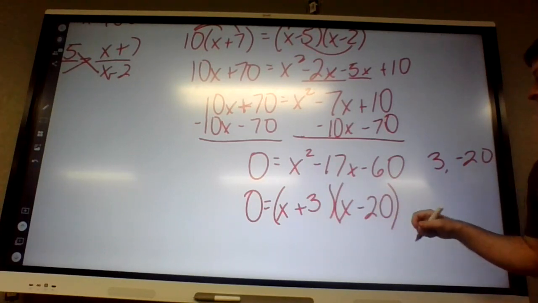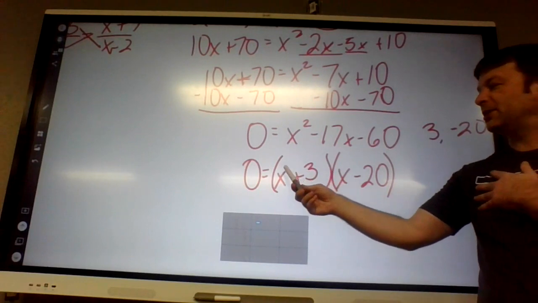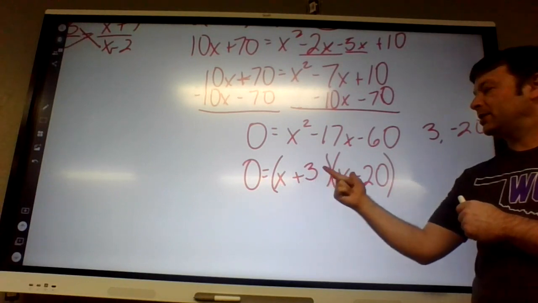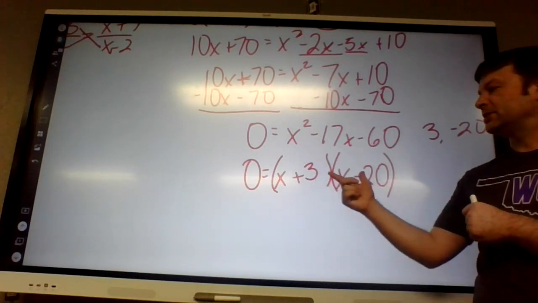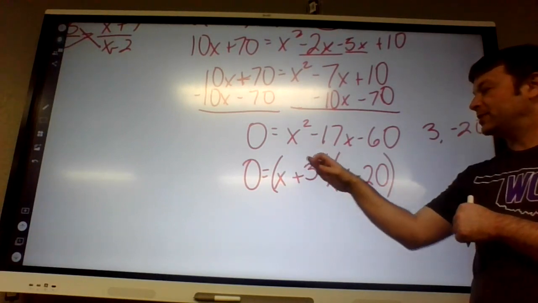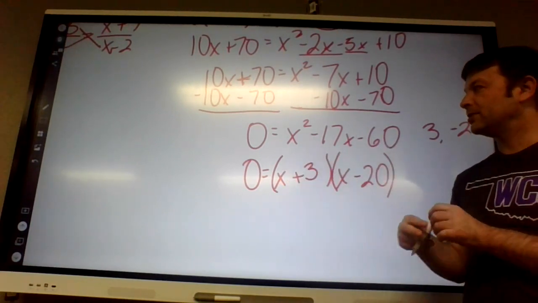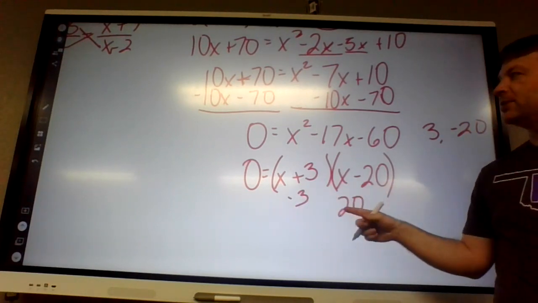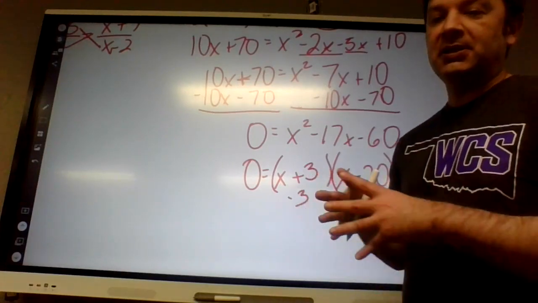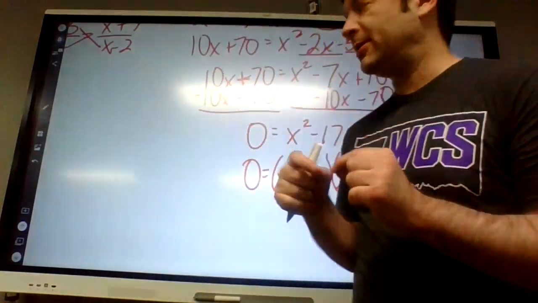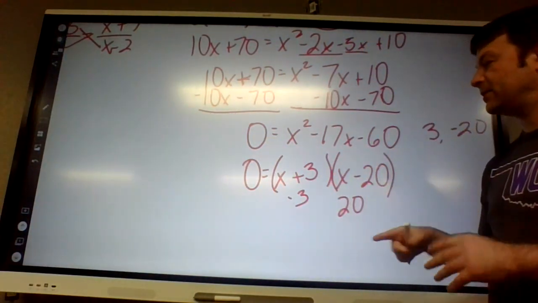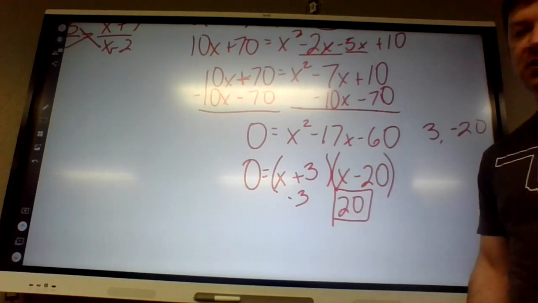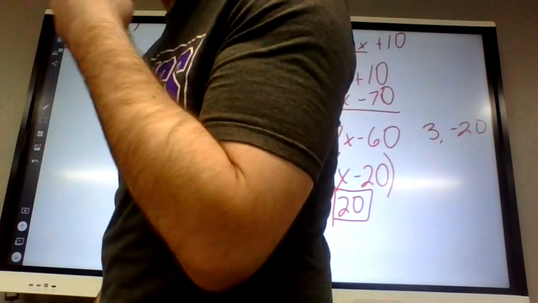And then the last question: if this times this equals 0, what x values would make one of these 0? Because if this times this equals 0, we need one of these to be a 0. So what x value would make this a 0? Negative 3. What x value would make this a 0? Positive 20. So these are our two options. X is referring to the length of something, so the negative's not gonna make sense. So it's 20. Is 20 all we were looking for? Yeah, it is.